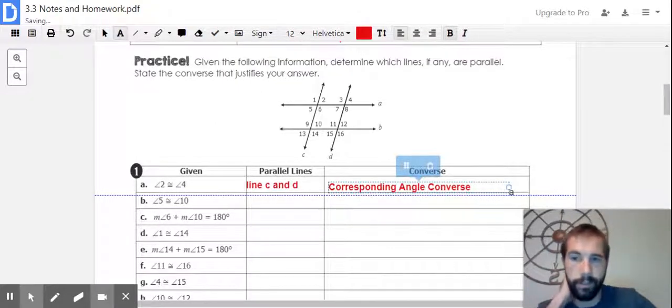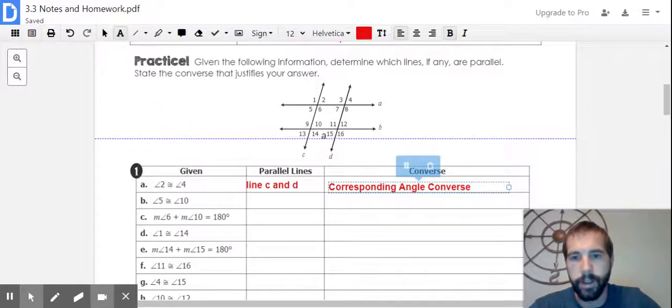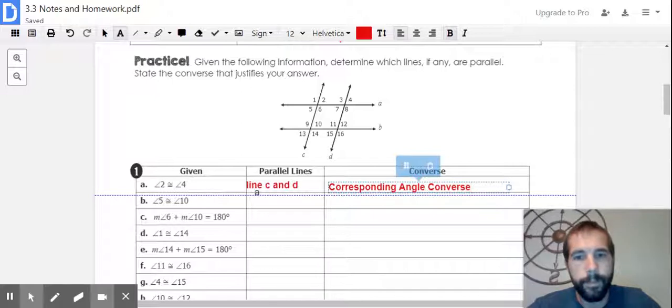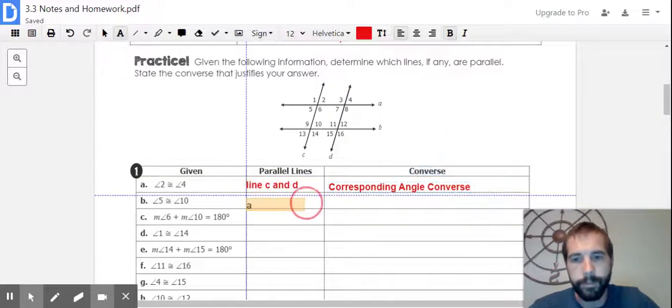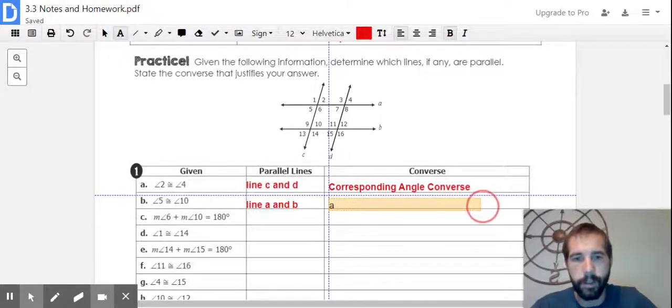Okay, the next one, what if angle 5 and 10 were congruent to each other? So 5 and 10, if we look at transversal C, 5 and 10 are alternate interior angles. So if those two alternate interior angles are congruent, that would make line A parallel to line B. And that would be by the alternate interior angles converse.